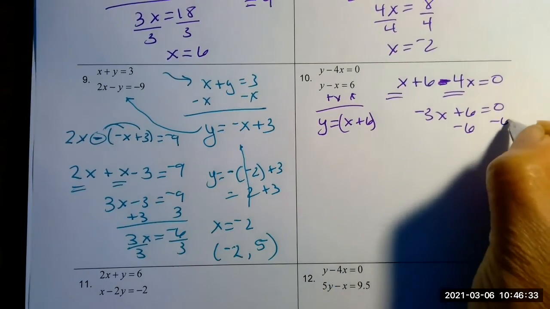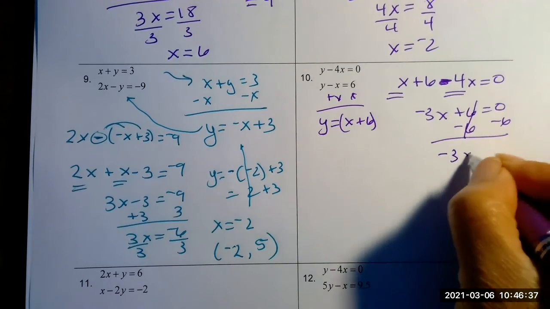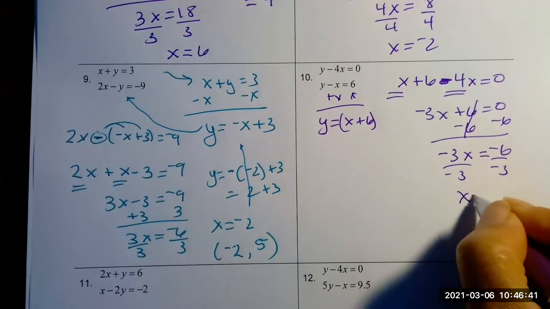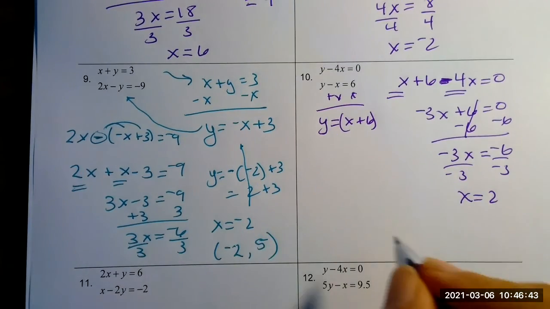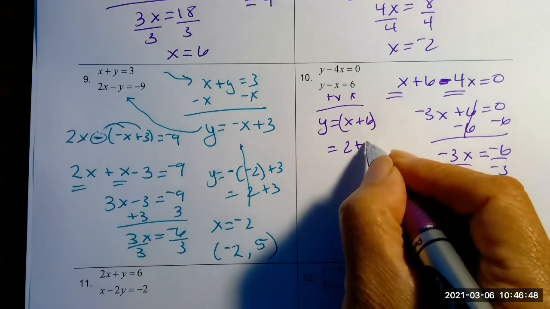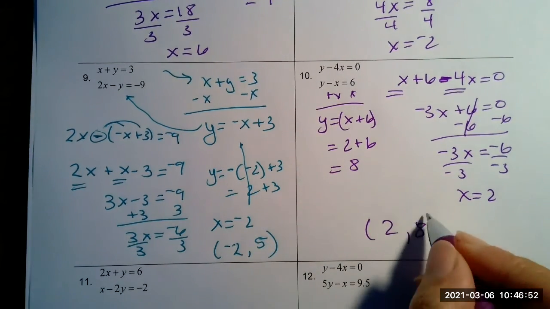And then I'm going to move the 6. Don't forget that 0 is a number, so don't just not write it. Divide by negative 3, x equals 2. So I have my answer 2 comma, and then I'm just going to plug in the 2 in here. All right. This is 2 comma 8.